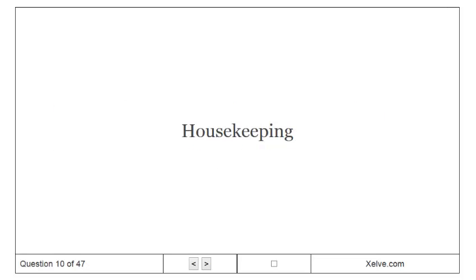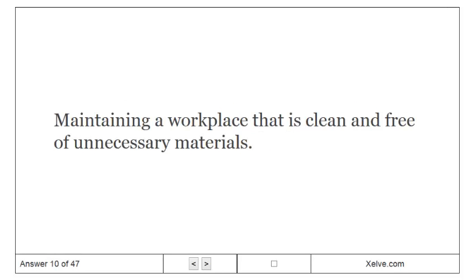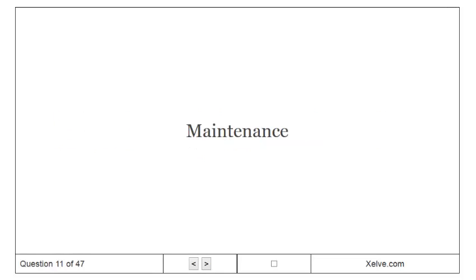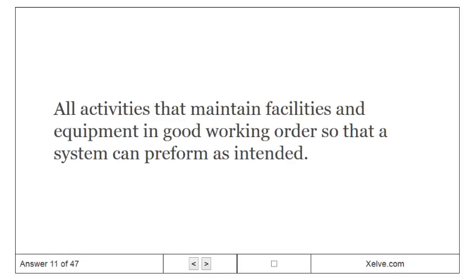Housekeeping. Maintaining a workplace that is clean and free of unnecessary materials. Maintenance. All activities that maintain facilities and equipment in good working order so that a system can perform as intended.